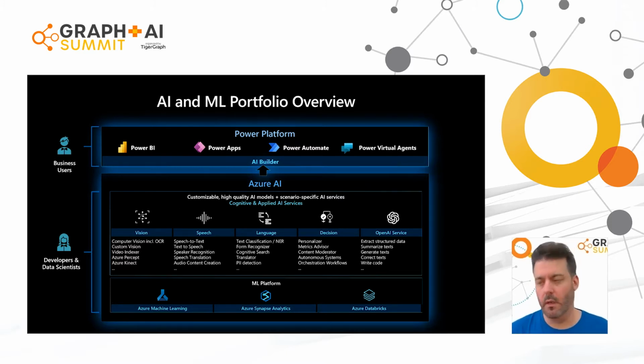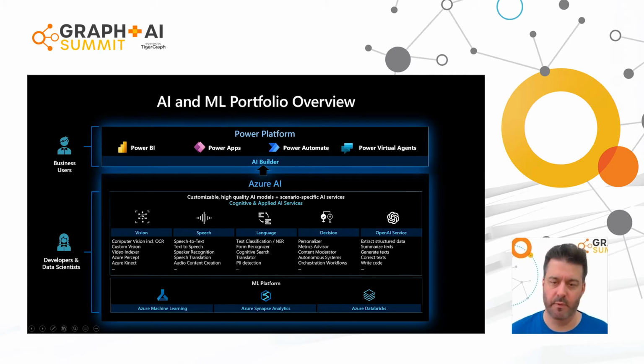Yeah, the decision category is also very interesting. For example, you have the Personalizer, which would help you to take the right decisions and recommend the right things with regards to some metric that you want to optimize. And the last thing would be the OpenAI service. That's something that I will show you in a moment. But it's also very powerful, and I would say like the next gen of NLP. So there's a lot of stuff in there.